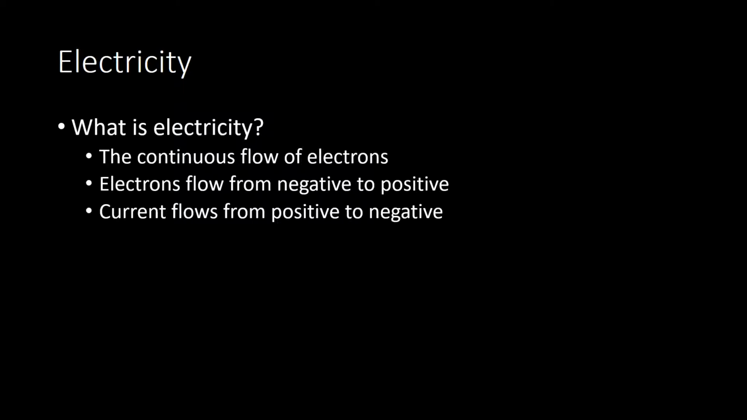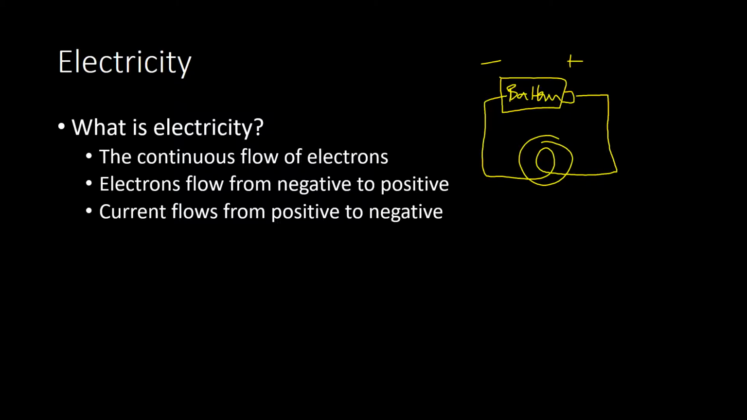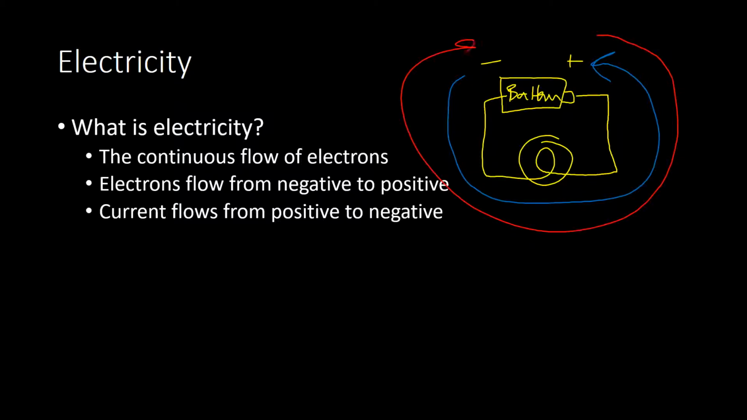So if we have our circuit with a battery here, and this is our positive end of our battery and this is our negative end, and then we have a little light bulb right here that's going to light up. Our electrons are going to go this way. They're going to go from negative to positive, but our current is going to go the opposite. Our current is going to go from positive to negative.